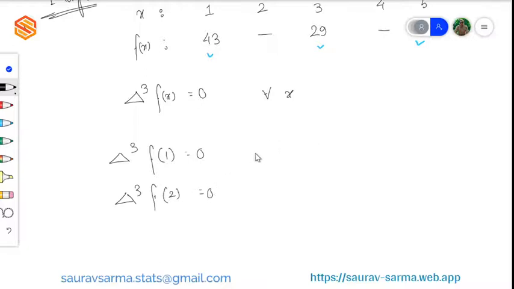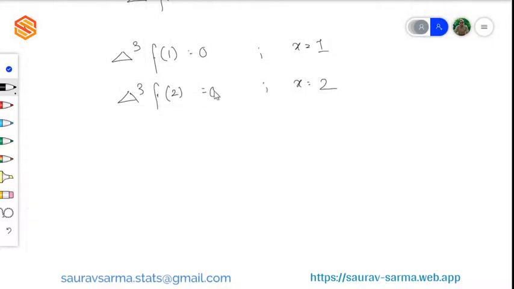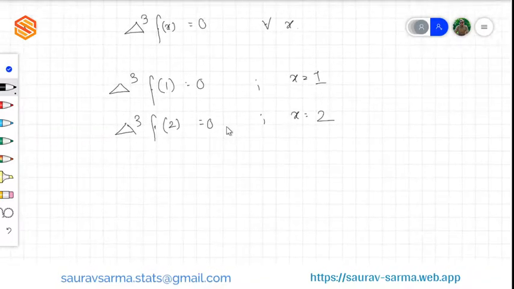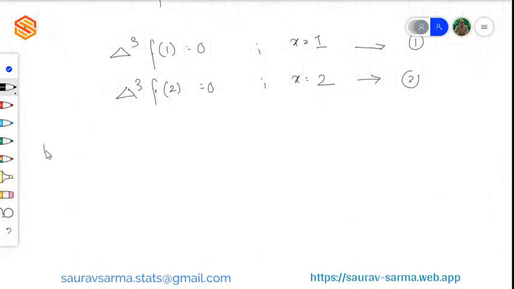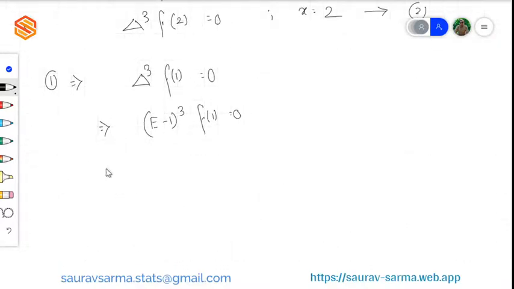Here we put x equal to 1 and x equal to 2, so we get two equations. Let's say this is equation number 1 and this is equation number 2. From equation number 1, delta cube f of 1 is equal to 0. This implies that in place of delta we will put E minus 1, so (E minus 1) cube f of 1 is equal to 0.